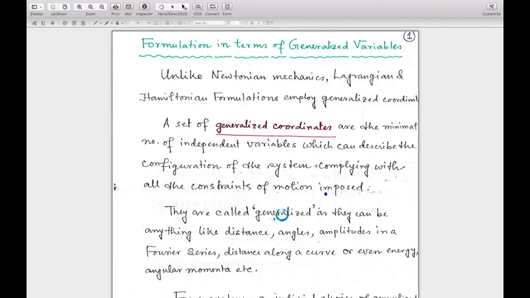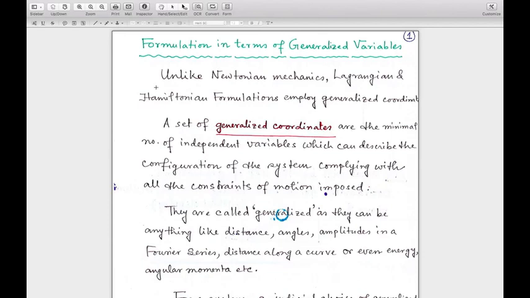Before starting the so-called Lagrangian formulation of classical mechanics, which is the first principal objective of this course, we will start by getting ourselves familiar with the very vocabulary of generalized variables. You will come across this word generalized a million times in this course. So maybe this is the occasion to give you a formal introduction to all these generalized variables.